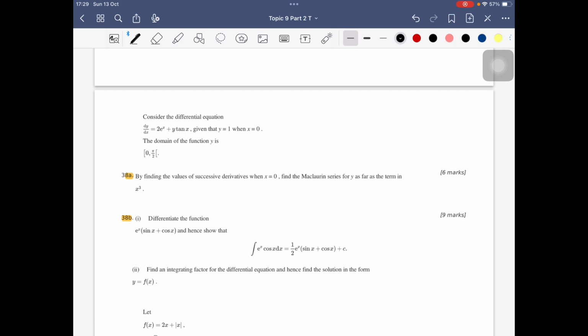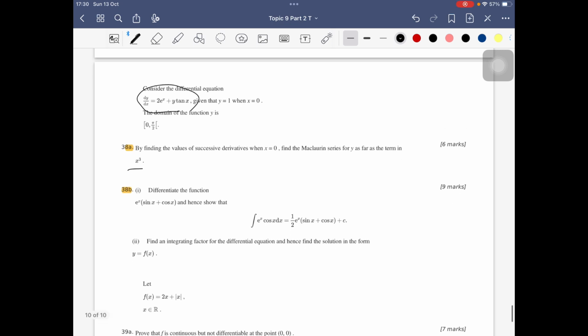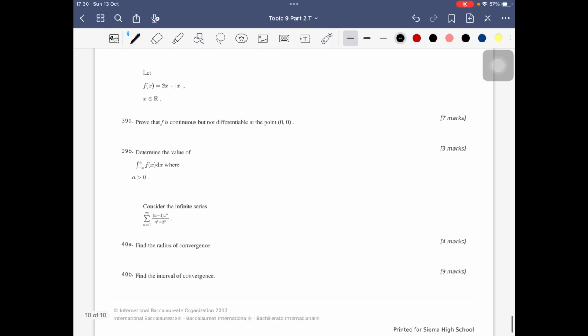And 38, this is linear. When we move y tan x to the left side, this becomes the integrating factor. Oh, yeah, okay. Actually, 38a asks us to find successive derivatives until x cubed, which means we need to find until the third derivative. So now we have the first derivative, so we can go further another 2 more. And you will find it. 38b, you will find it.